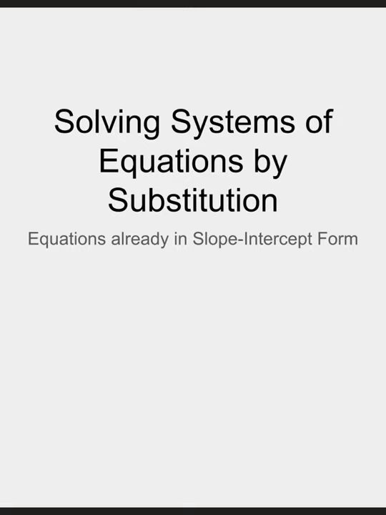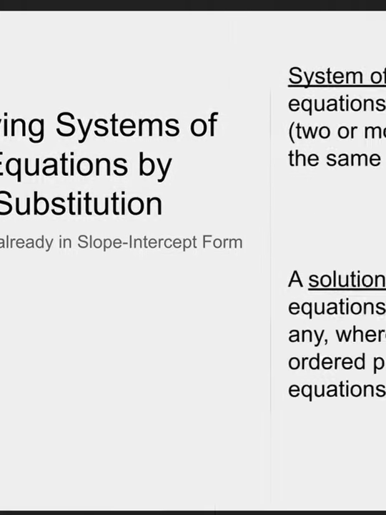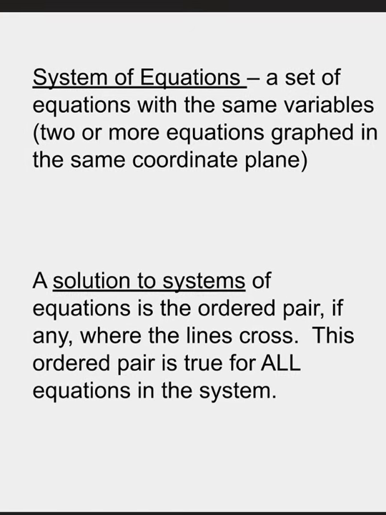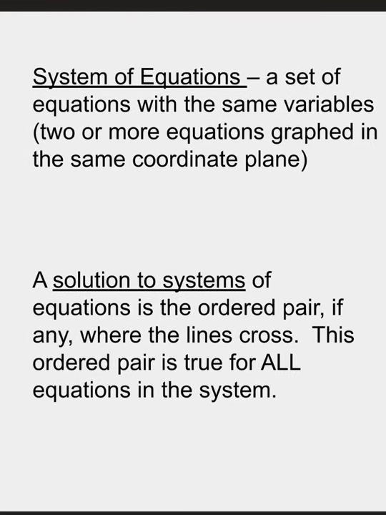Solving systems of equations by substitution when the equations are already in slope-intercept form. So let's see. Systems of equations are sets of equations with the same variables, two or more equations graphed in the same coordinate plane. A solution to a system of equations is the ordered pair, if any, where the lines cross. This ordered pair is true for all equations in the system.